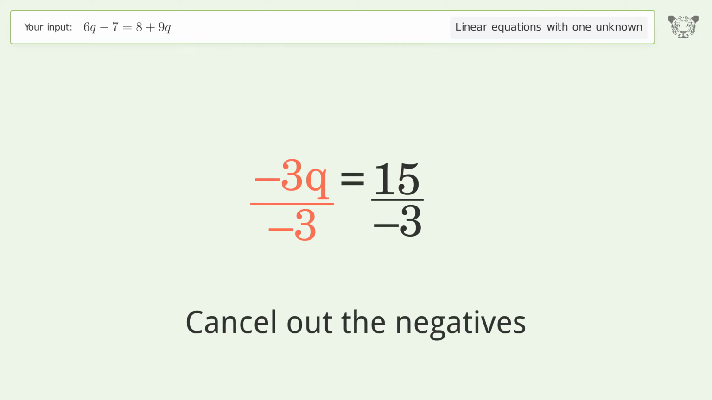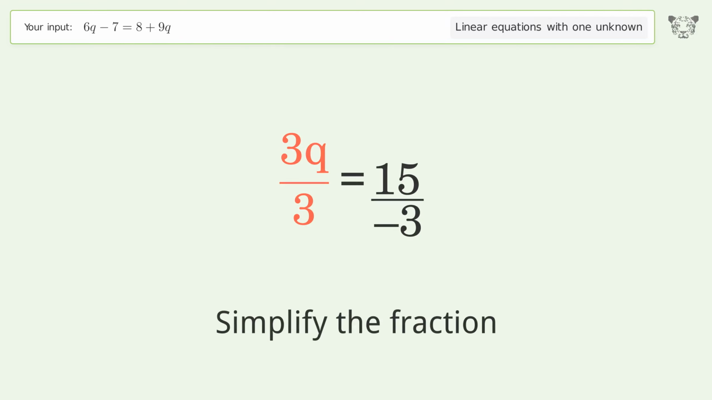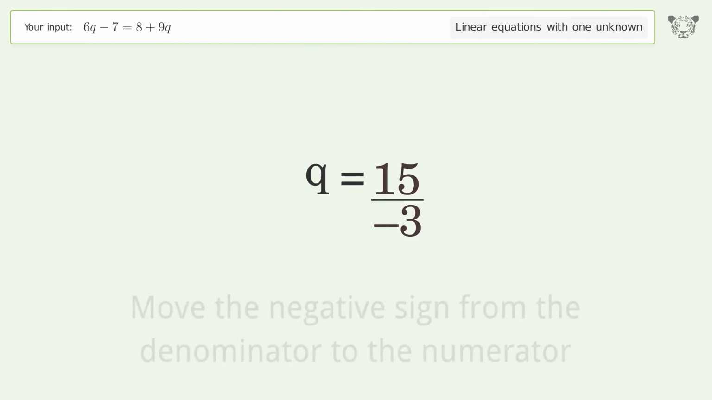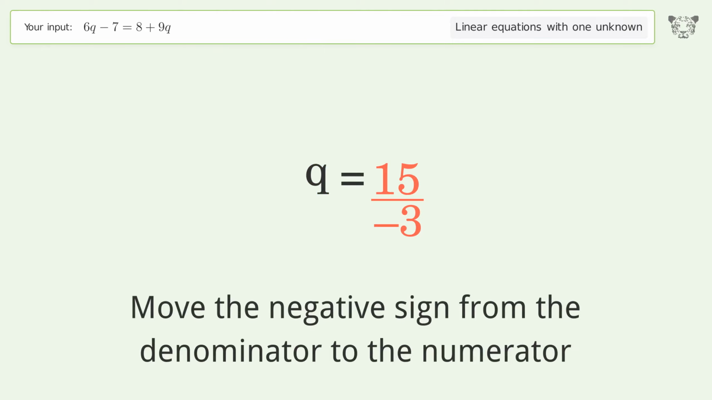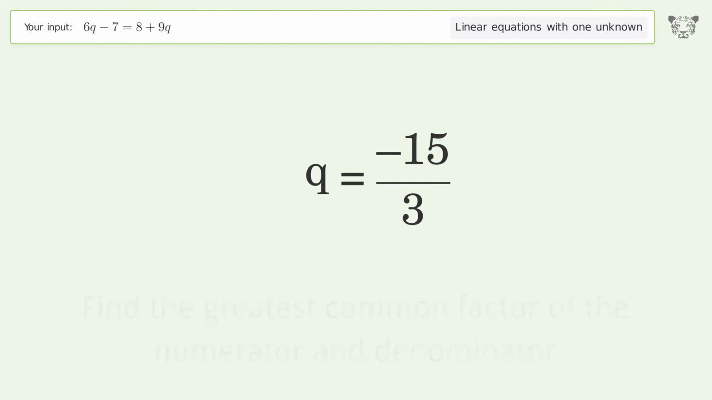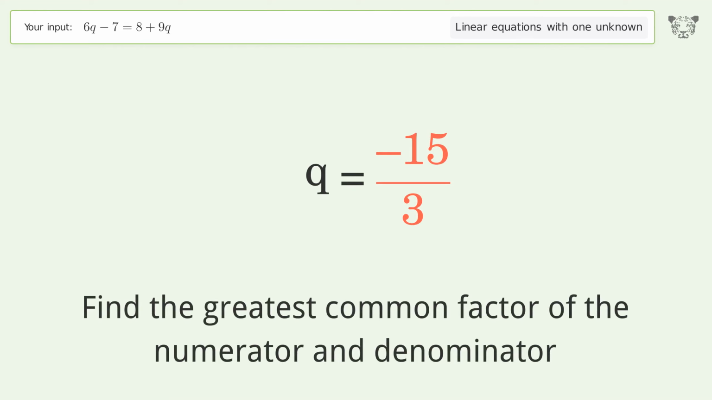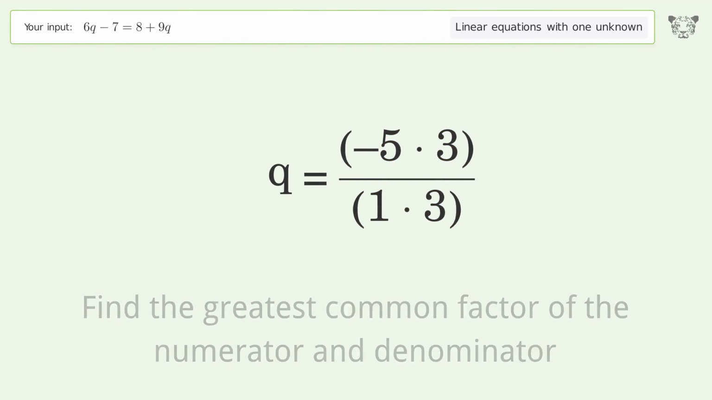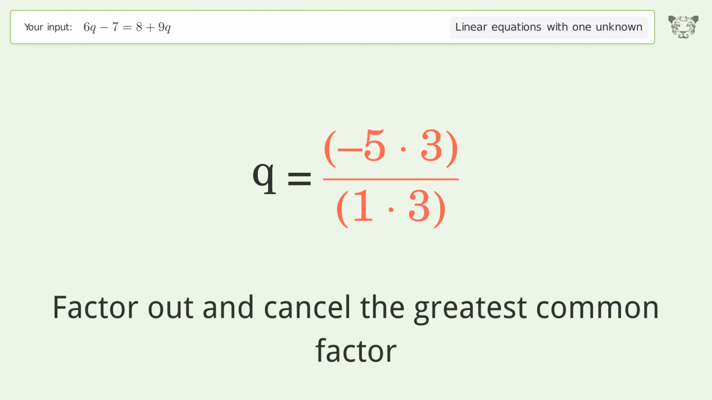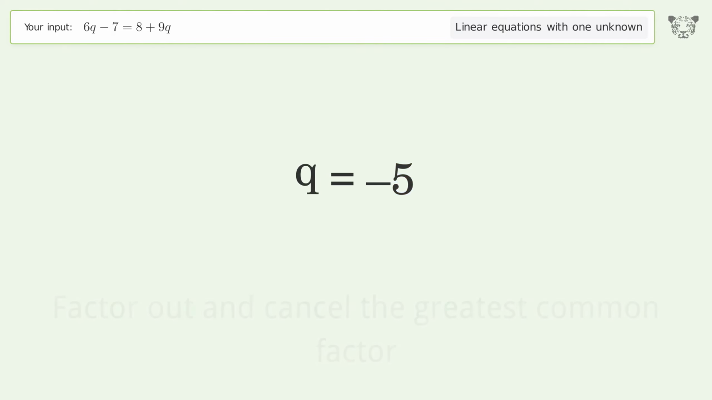Cancel out the negatives. Simplify the fraction. Move the negative sign from the denominator to the numerator. Find the greatest common factor of the numerator and denominator. Factor out and cancel the greatest common factor. And so the final result is q equals -5.